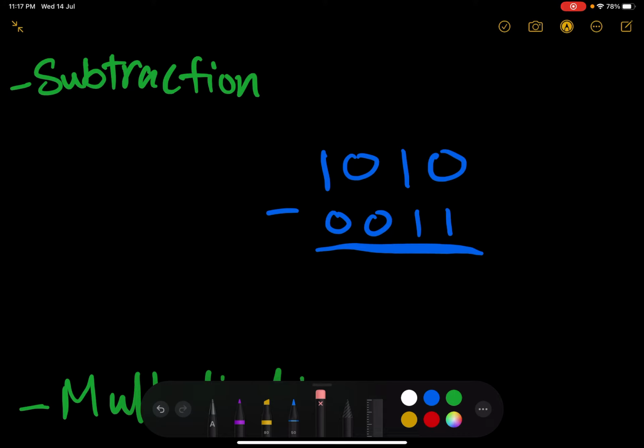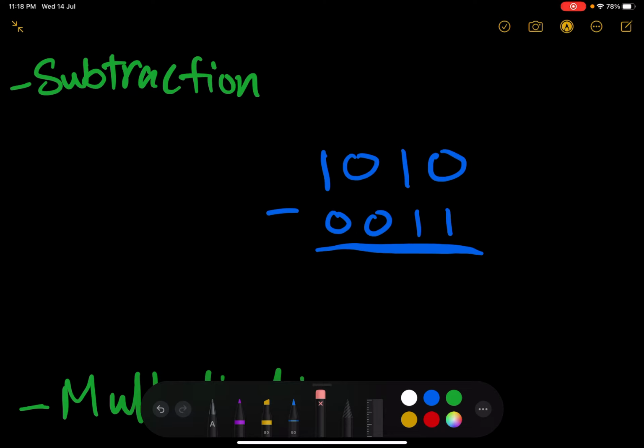Okay, so to avoid the borrow, we convert the negative numbers in the binary system to 2's complement numbers, and we add the numbers together instead of the subtraction and dealing with the borrow. But sometimes you really need to know how to do the subtraction, because it's important in the division part. So let's start solving this example.